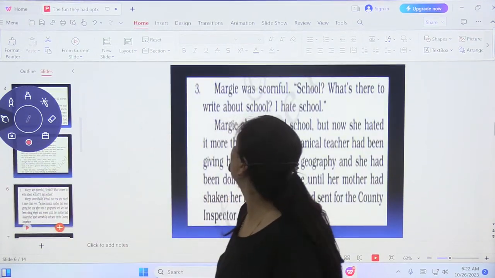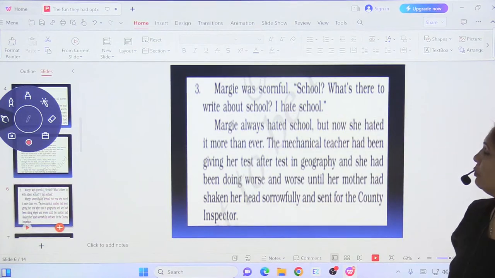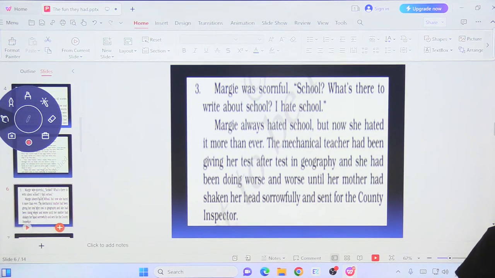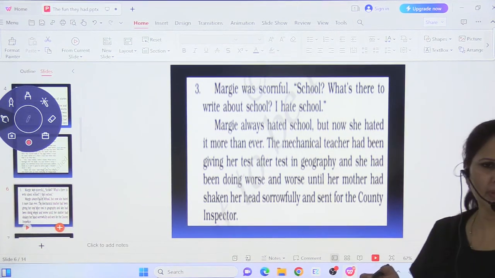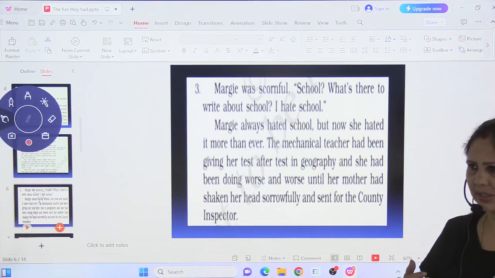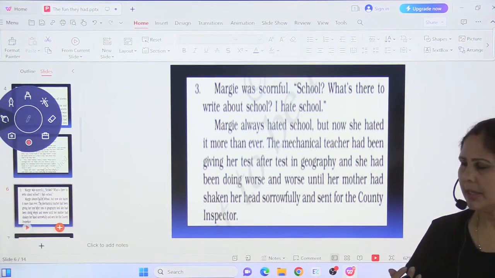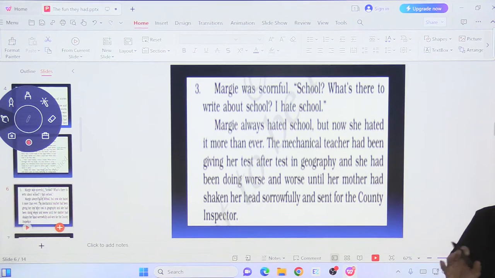Margie was scornful. "School? What's there to write about school?" Now this whole book was about school. So Margie hated school literally. Why did she hate the school? Because the atmosphere where she was learning was highly boring. There was a robot where she has to sit alone and study alone. The robot will give the lecture and ask for question answers and assignments. So that was altogether a different atmosphere which Margie hated. She did not like the kind of school in which she was studying.